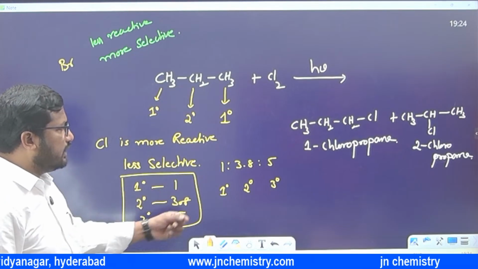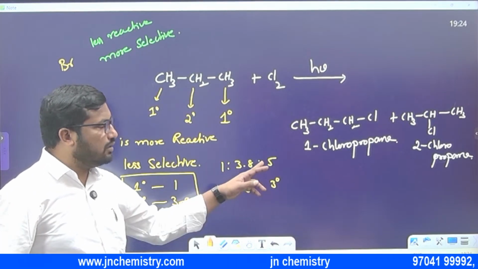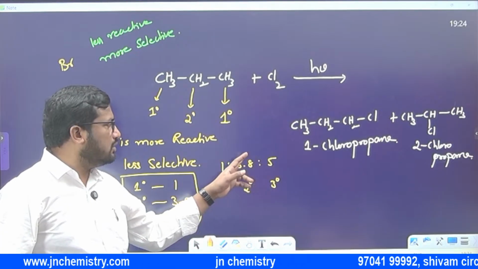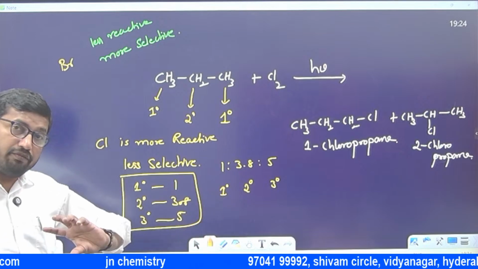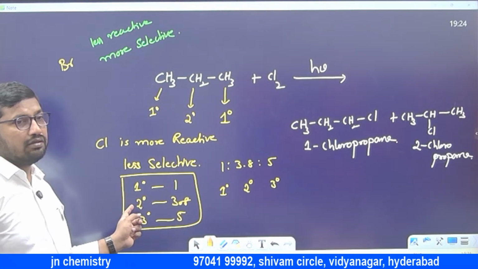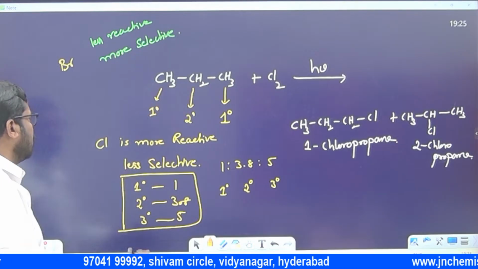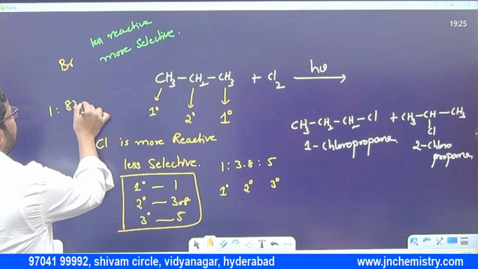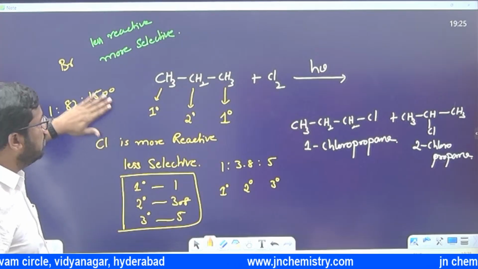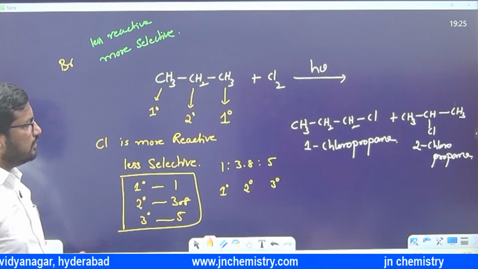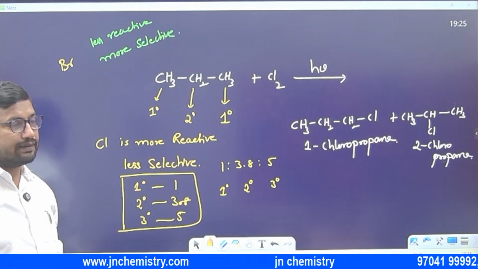If you take 100 as the total percentage, 5 will go to the tertiary, 3.8 will go to the secondary, and 1 will go to the primary. Whereas in the case of bromine, 1 is to something like 82 is to something like 1500, approximately what I am telling. So it means more tertiary. This much variation is there, so actually it's not needed, just write it down. Based on this ratio, we tell which is major and which is minor percentage.